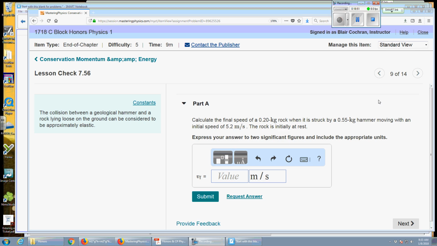All right, so we're going on to number 9 here, where you have a geological hammer and a rock, and their collision we're going to assume is elastic. So right away, as soon as I hear elastic collision, I think, oh, boom. Momentum is conserved, but so is kinetic energy. That's what it means by elastic, right? If it's semi-elastic, inelastic, any of those, that's not true. Only momentum is conserved.